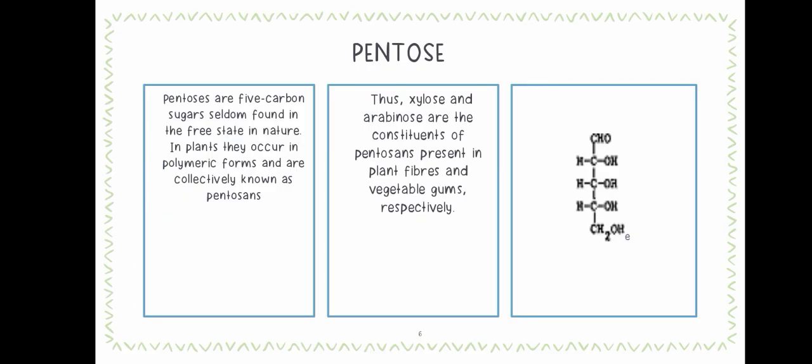Pentoses. Pentoses are 5-carbon sugars, seldom found in the free state in nature. In plants, they occur in polymeric forms and are collectively known as pentosans. Thus, xylose and arabinose are the constituents of pentosans present in plant fibers and vegetable gums respectively. As the sugar moieties in nucleic acid and riboflavin, ribose and deoxyribose are indispensable constituents of the life process. D-ribose has the following chemical structure that is shown in the picture.